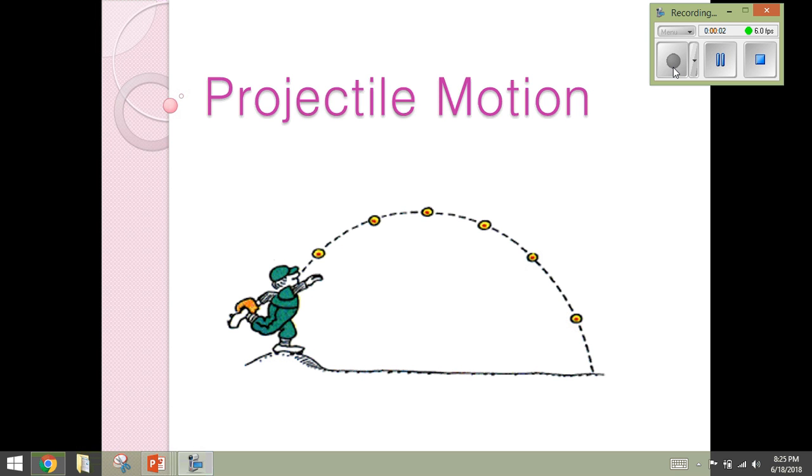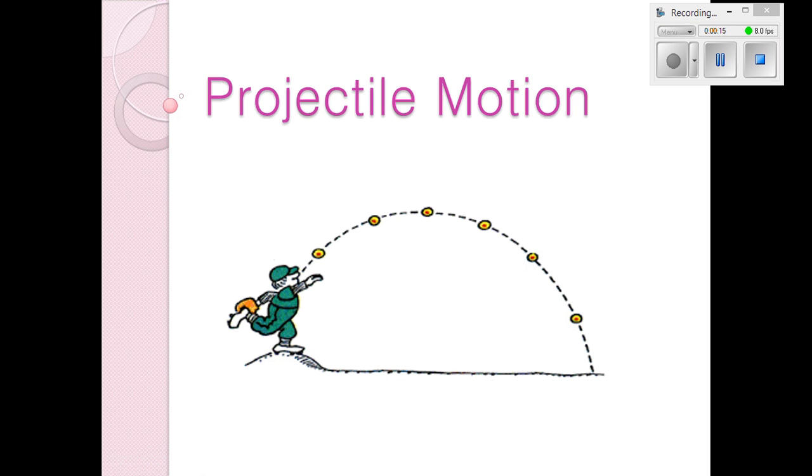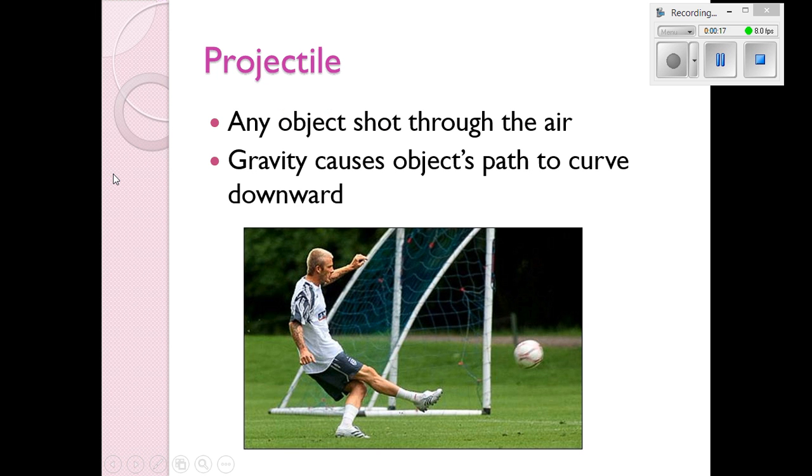Alright, this video is going to be on projectile motions. You've done a little bit of work with projectile motions, even though we didn't call them projectiles, when we were talking about objects being thrown vertically or when they were being dropped. Because basically, a projectile is any object that's shot through the air. Gravity causes the object's path to curve downward.